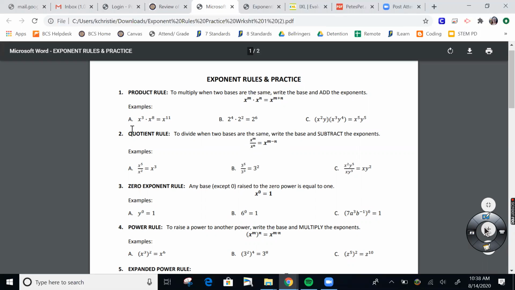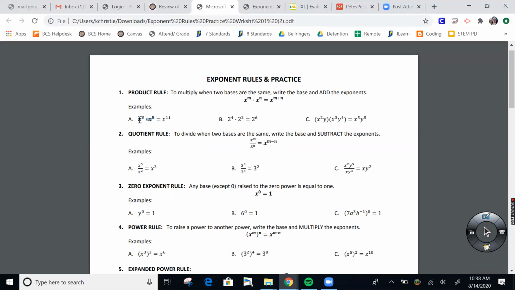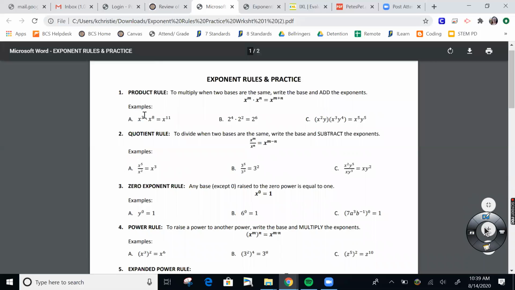So whenever we have a test over exponential rules, we can use this paper. And so it lists them out: product rule, quotient rule, zero exponent rule, and so on and so forth. So what you're going to do is look at the question that I give you and match it up with the examples that we have down here. And so you're figuring out which one it is, and then it actually tells you exactly what to do. So we're multiplying two bases that are the same, just like how this example shows here. You're going to rewrite that base. So they had a base of x, so they rewrote that x. And then they add the exponents. And so the exponents are m and n. So they did m plus n.